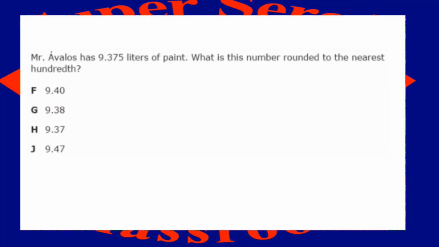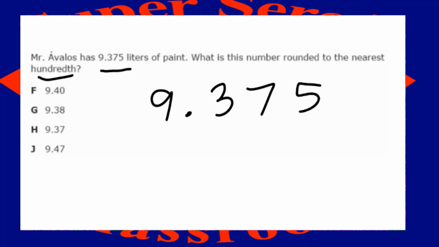Mr. Avalos has 9 and 375 thousandths liters of paint. So this number goes to the thousands, right? What is the number rounded, excuse me, guys, to the nearest hundredth? So we're looking at hundredth. So I go ahead and write it out, 9.375. And as always, I always house them, right? And what's the purpose of housing? That lets me know I don't make a mistake when looking at each place value.